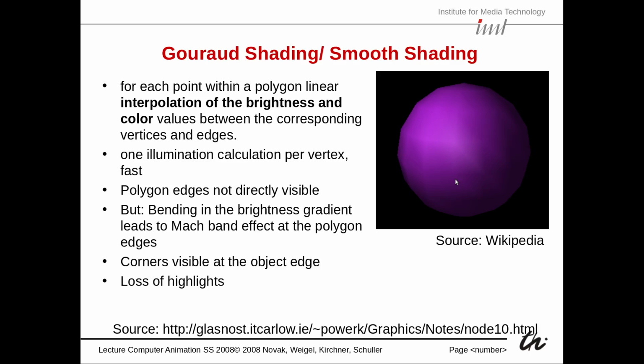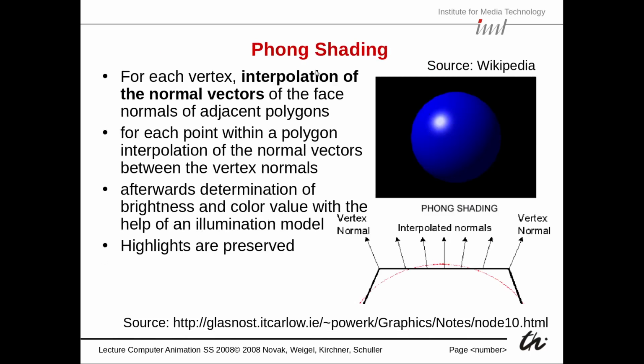Yeah, so that leads us to the Phong shading. Here for each vertex, the interpolation of the normal vectors is done, right? So instead of just interpolating the brightness, we now interpolate the normal vectors and bend them, like we can see here in this picture. In the middle it's still normal, but then when we go to the edges, they are bent towards the next polygon, right? And remember, those normals were essential to compute the reflected light.